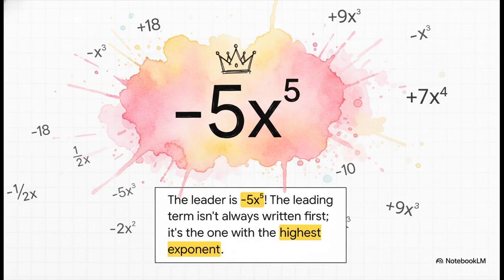You got to remember, leading term doesn't mean the one written first. It always means the one with the highest exponent. The power of 5 beats everything else here. That scrambled order is just there to try and throw you off.